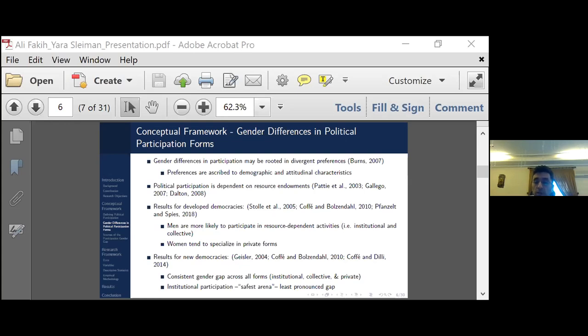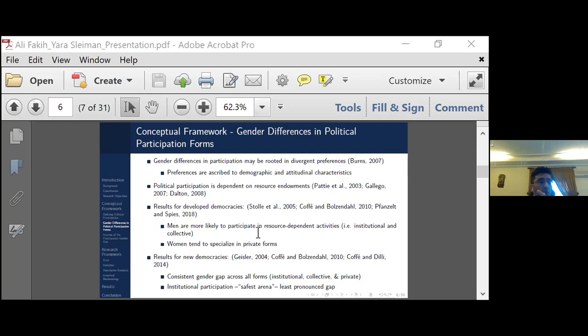For instance, prior evaluations from Europe using large-scale surveys suggest the dependence of political engagement on resource endowments, where men are more likely to engage in activities that require more resources, like institutional and collective forms. However, women may be pushed to specialize in private forms, which do not strain their relatively limited resources and are more easily incorporated in their daily lives. As a result, it will increase the gap.